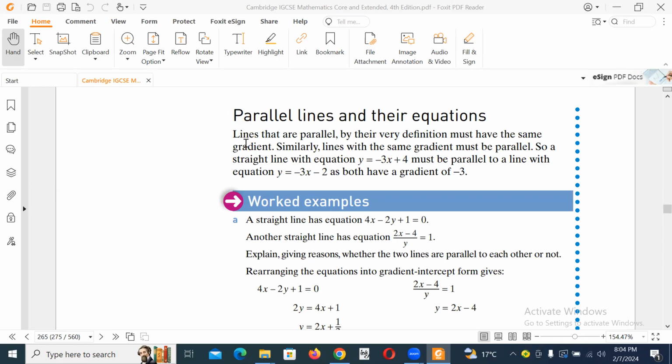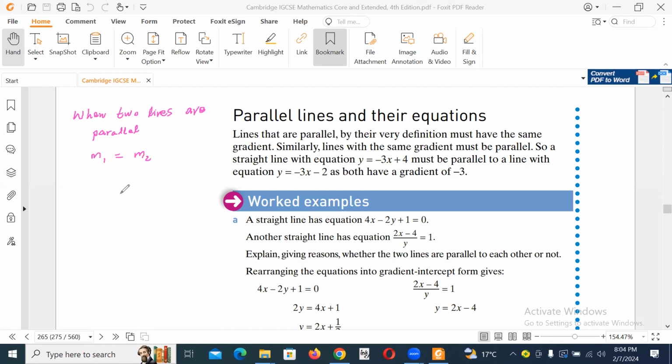Hi viewers, we will discuss parallel lines and their equations. In coordinate geometry, we define parallel lines by saying that their gradients are equal. This means when two lines are parallel, their gradients are equal. A gradient we denote with m1 and m2. So m1 equals m2. This will help us to find out the parallel lines.